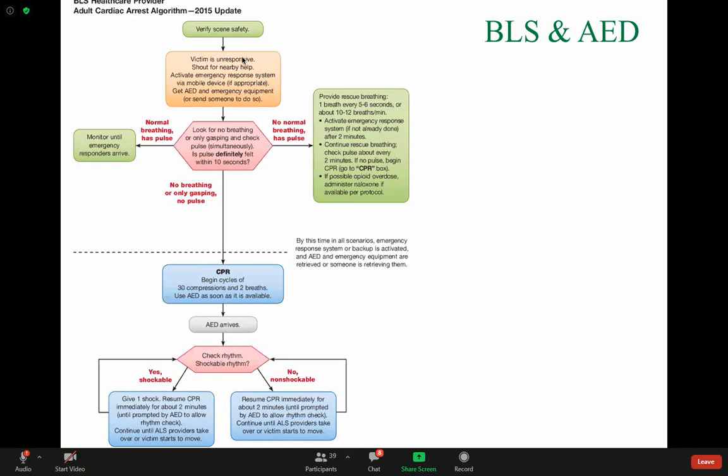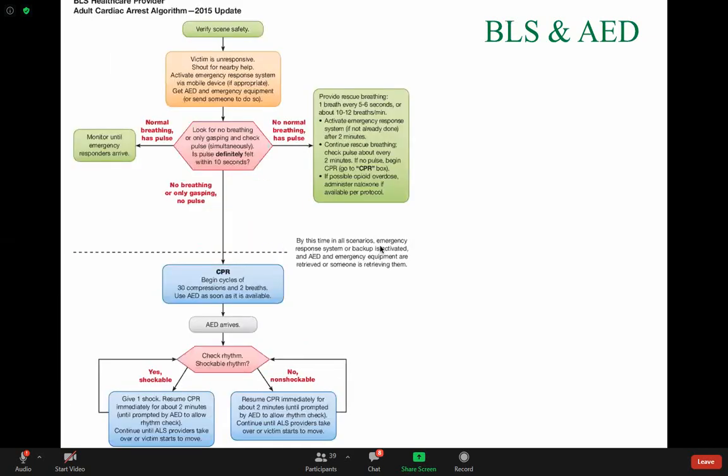Look for no breathing, or if the victim is only gasping, and check for pulse. When you're checking for pulse, you have to get that done within 10 seconds. If you cannot feel any pulse within 10 seconds, or you're not sure after 10 seconds, you assume that the patient doesn't have a pulse, okay? You have only 10 seconds to make that decision. If he has normal breathing and has a pulse, just monitor and wait for the emergency team to come. If he has no normal breathing but has a pulse, provide rescue breaths, one breath every 5 to 6 seconds, around 10 to 12 breaths per minute. If no breathing, only gasping, and no pulse, then you start CPR.